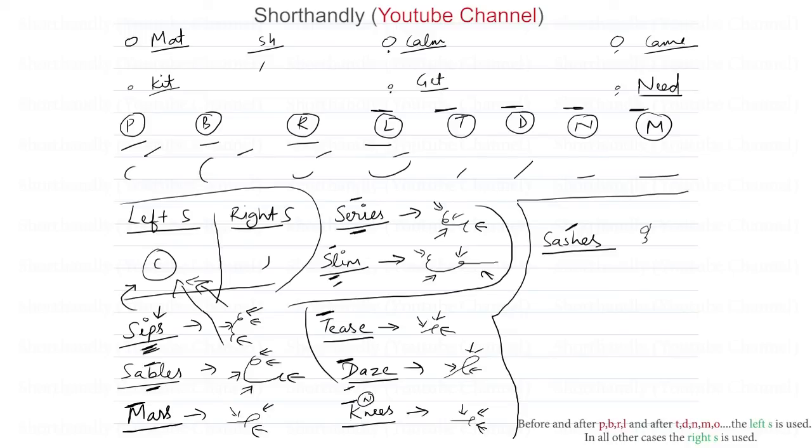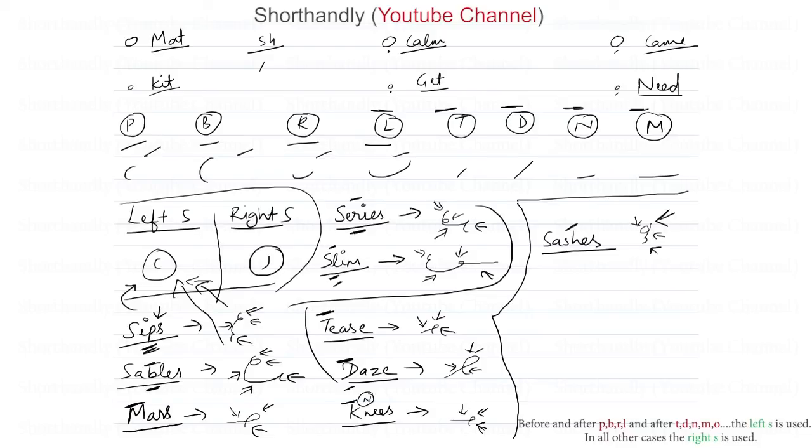Alright, so here we have this right S, then we have this A vowel which is very similar to the mat, then we have this ish character, then again we have this right S. So here we used the right S because it's not containing those characters P, B, R, L, T, D, and M. Okay, so that's why we used the right S, which is this one here in this word.